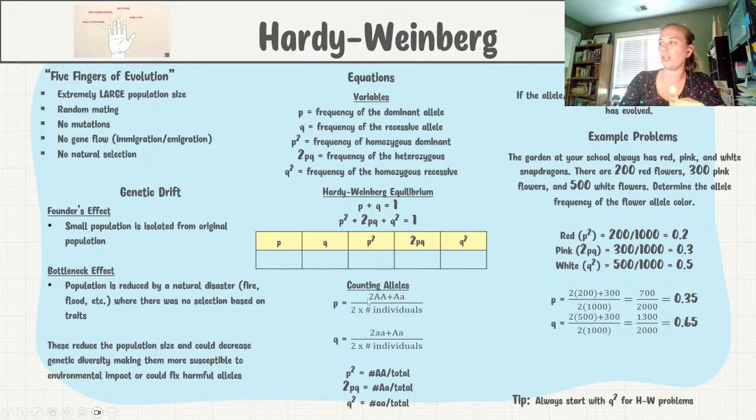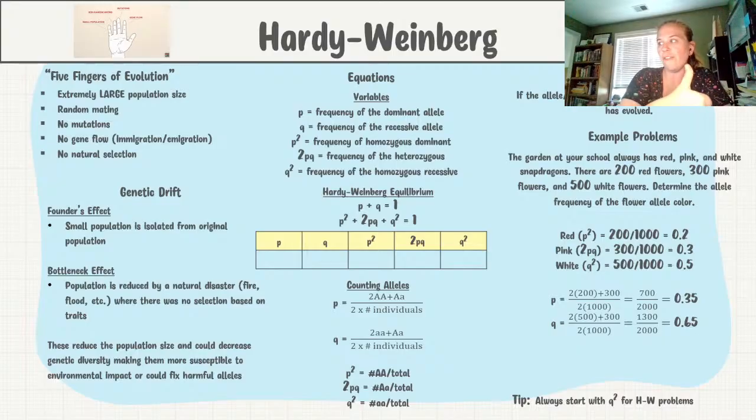Then we're going to do 2 times my homozygous dominant, which is red, so 2 times 200, plus 300, because that's the number that our heterozygous gives us, is 700 over the number of alleles. There were 1,000 individuals times 2, so 2,000. So my P would be 0.35. You can still do 1 minus if you wanted to, but I just showed you the other math. So 2 times my homozygous recessive, which was 500, plus 300 being my heterozygous, over the 2,000 gives me 0.65. Okay, so that's if you did the counting alleles method, which is the best one to do.